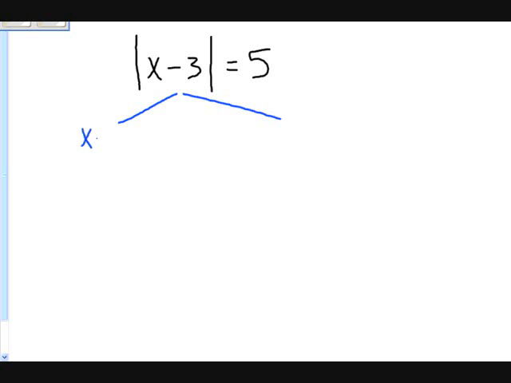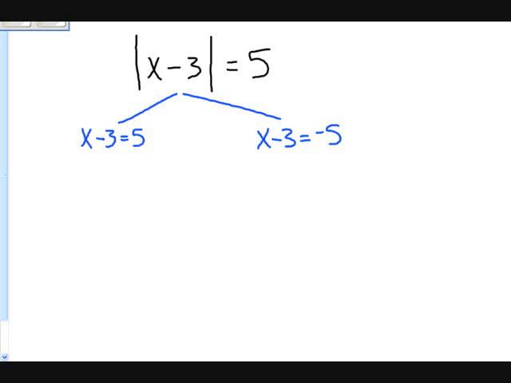So we'll put x minus 3. And the first time you're going to put it equal to a positive 5. It should look exactly like the original equation, just without the absolute value bars. And the second time, we still do not change anything that's inside the absolute value bars, but we do change the 5 to a negative 5. So you have x minus 3 is set equal to a positive 5, and x minus 3 is set equal to a negative 5. This is the only way that you can get rid of those absolute value bars.